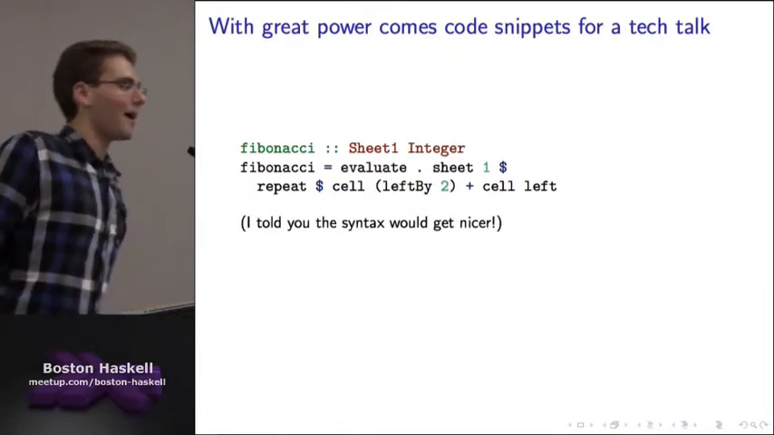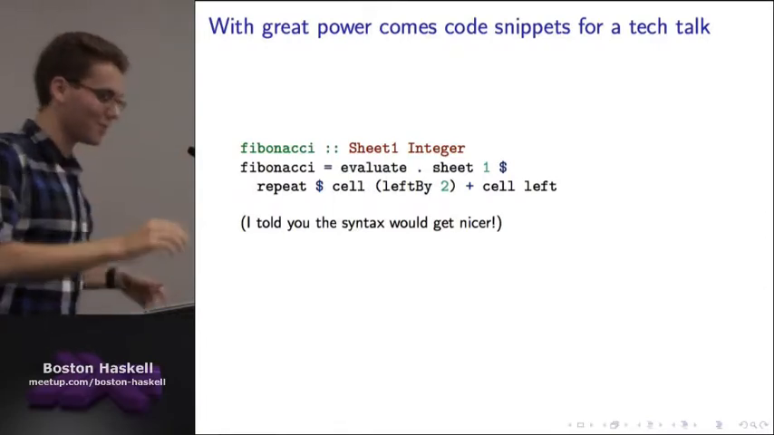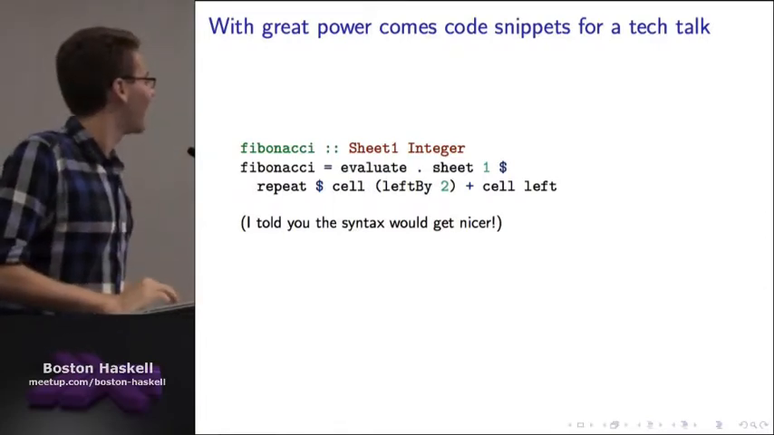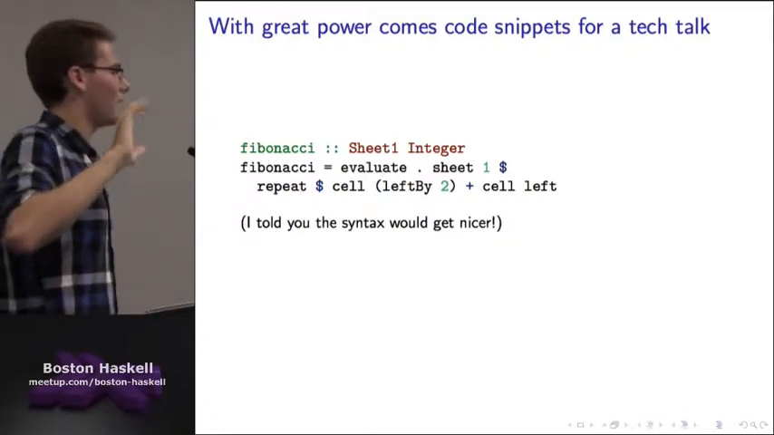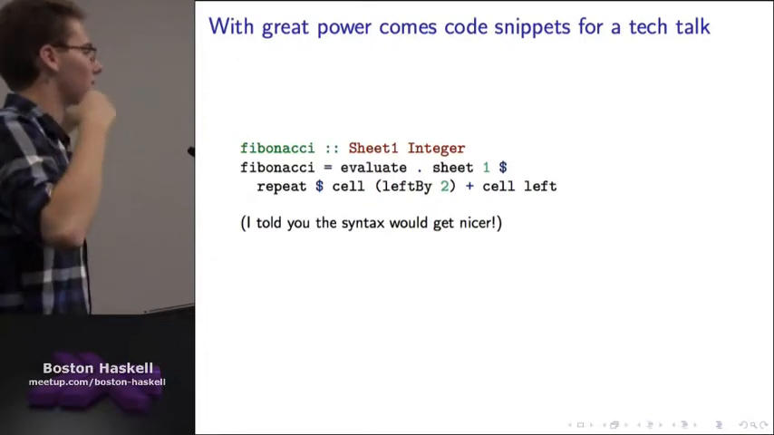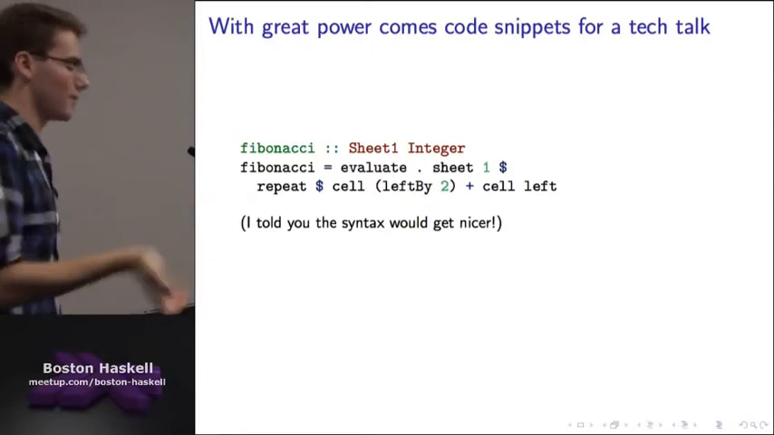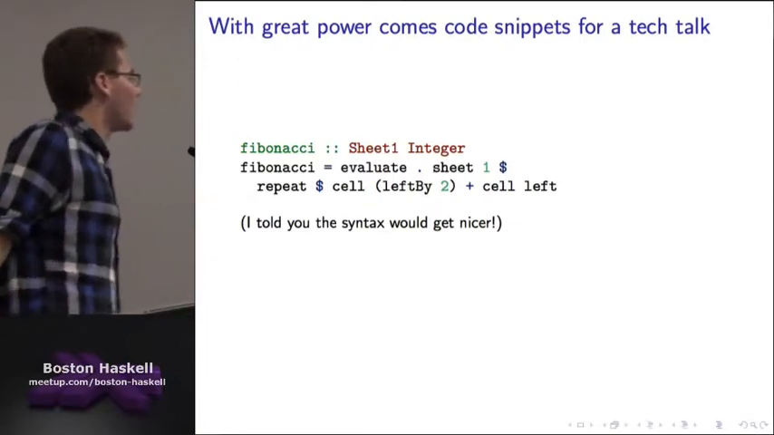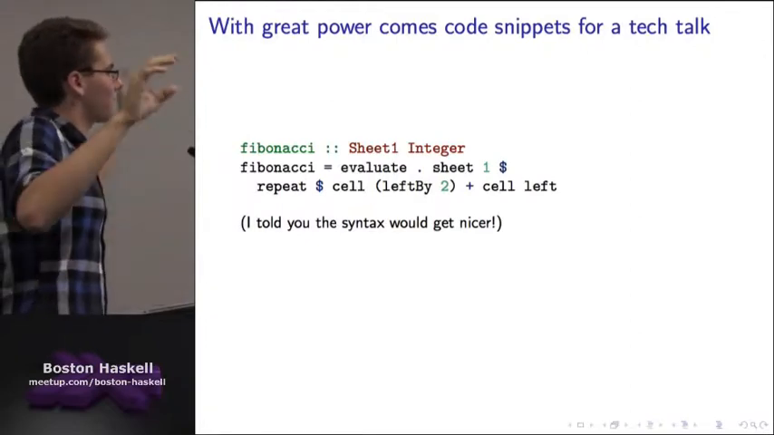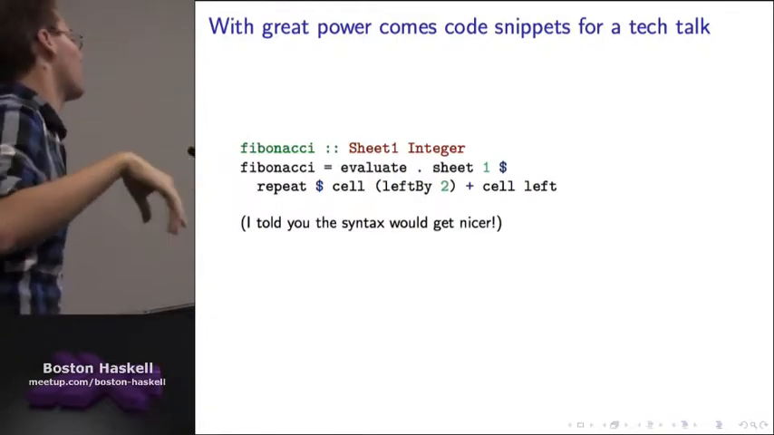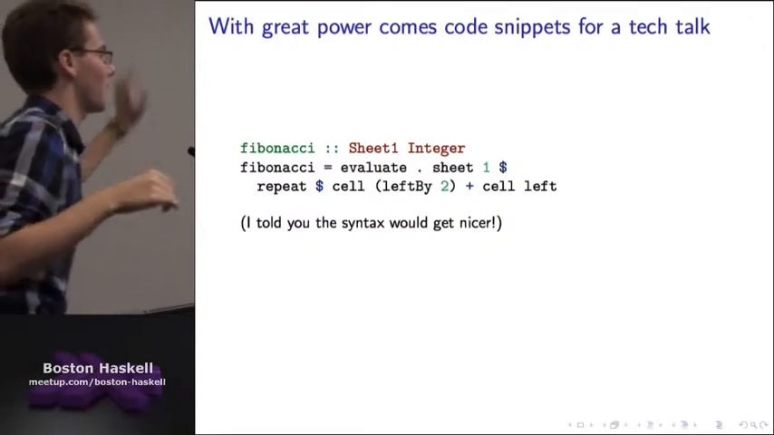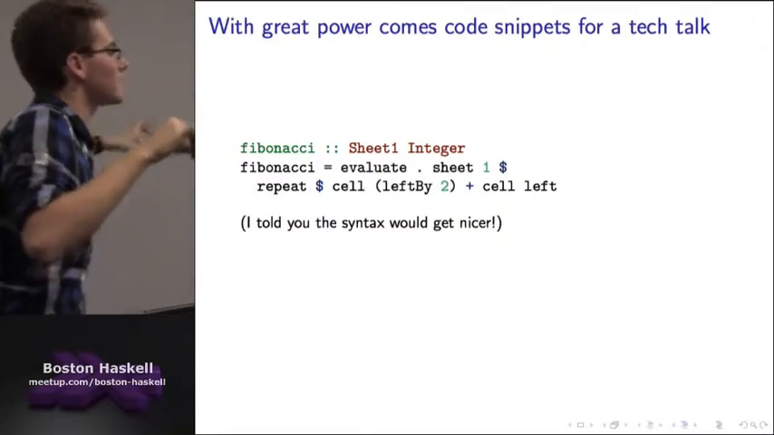So I'm going to show some cool things you can do with comonads. So Fibonacci numbers are the sheet, the one-dimensional sheet, and this is using a bunch of sugar that's defined in my library, where everything to the left of what I'm talking about is 1. So the default value is 1. That's what sheet 1 means.